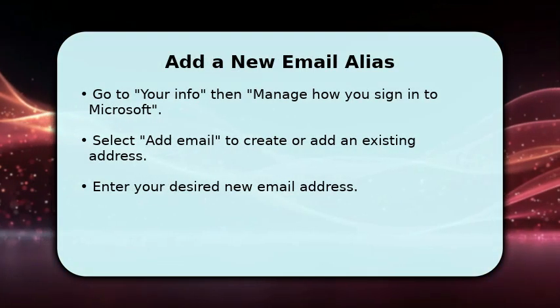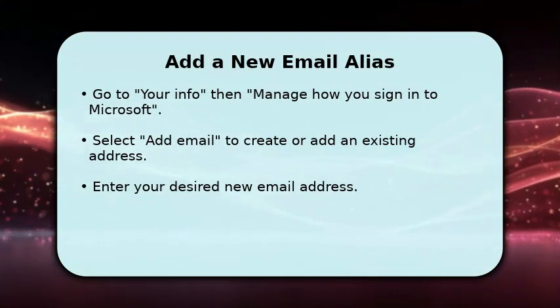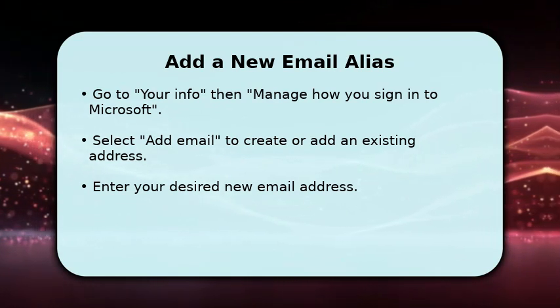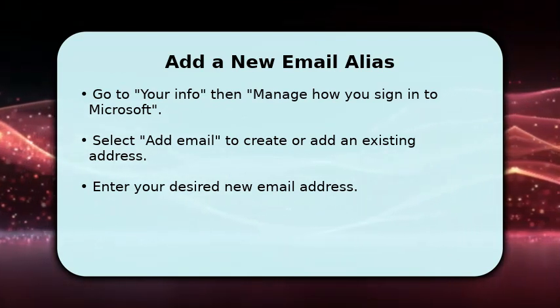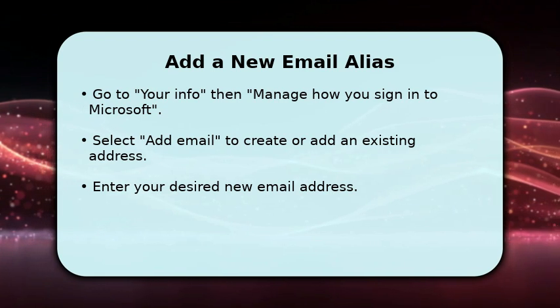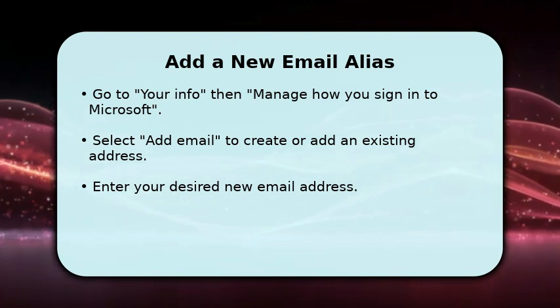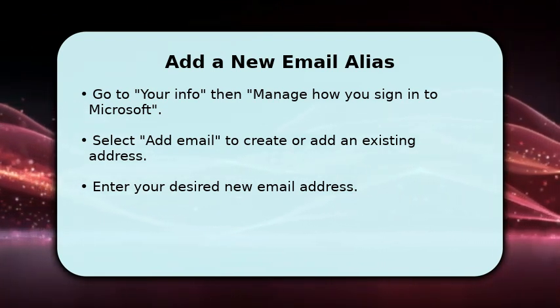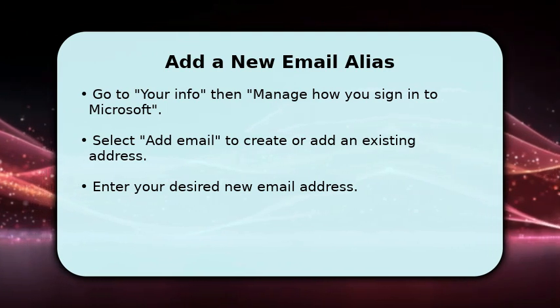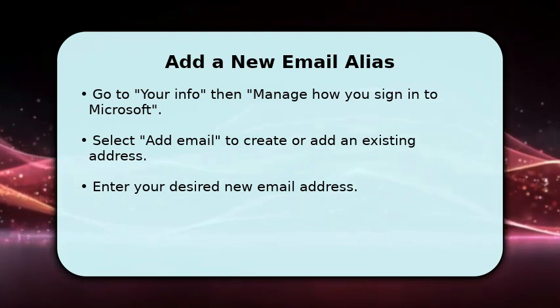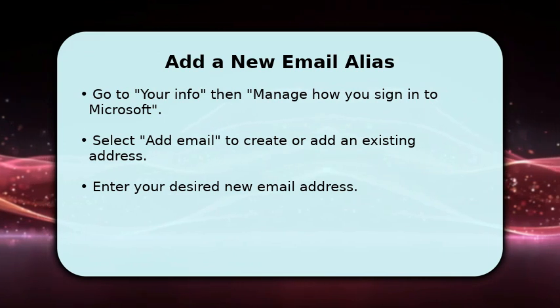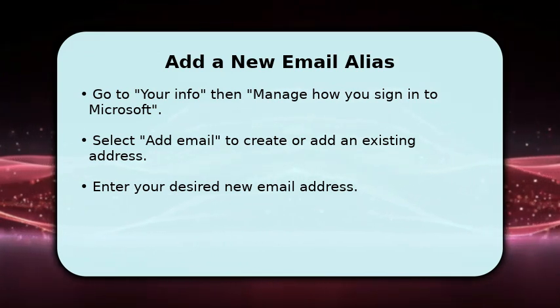Once signed in, locate the Your Info section and then click on Manage How You Sign into Microsoft. Here, you'll see an option to add email. You can either create a brand new Outlook.com email address or add an existing one you already use. Carefully type in your preferred new email address, then select Add Alias to link it to your account.